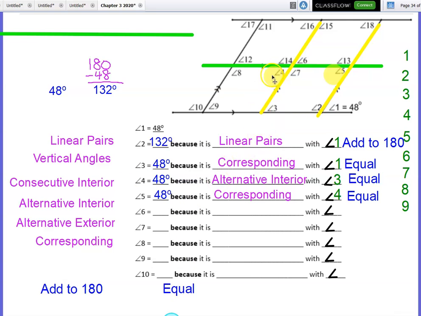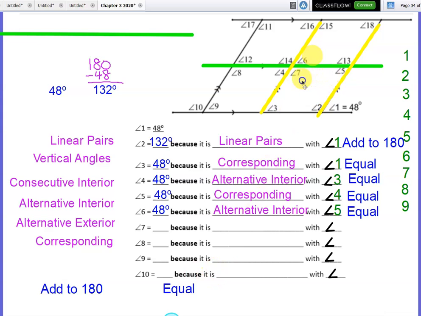Now let's jump to angle 6. Are angles 5 and 6 related? Yes. This time they're both interior angles. So these are alternate interior angles. So I'm comparing angle 6 to angle 5. And what do we know about alternate interior angles? They are equal. So angle 5 is 48. So angle 6 is 48.